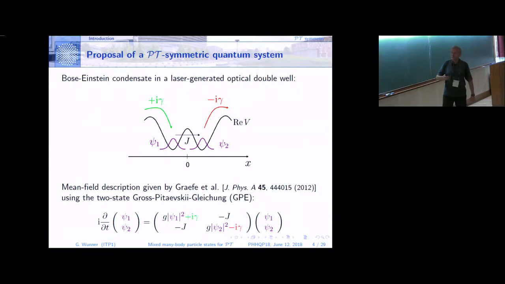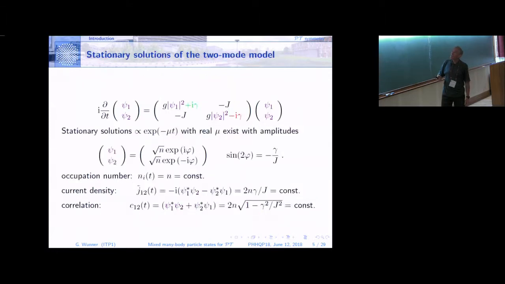But that's not simple. So our proposal was then... here I give the stationary solutions of the two-mode model. There exist stationary solutions proportional to e to the minus i mu t, where mu is the chemical potential with real eigenvalues, as one can expect for a PT-symmetric system, with amplitudes given by this. This is the occupation number in each well, which is supposed to be constant, of course, and we have a phase relation between the two modes, which is given by the coupling and the non-Hermitian parameter and the strength of the coupling.